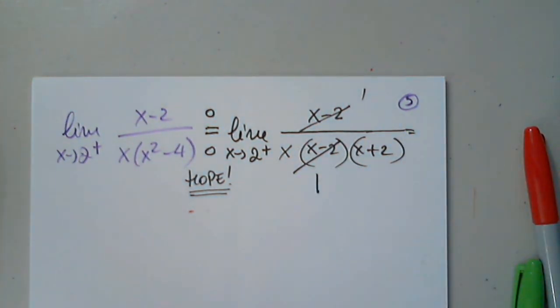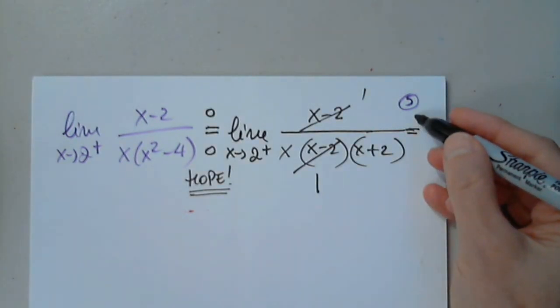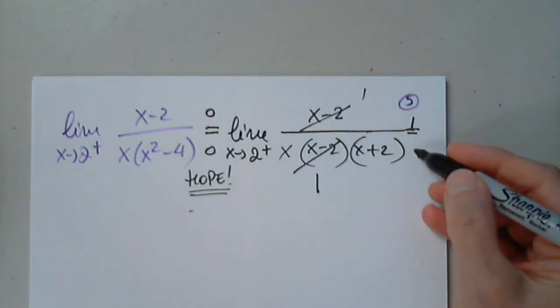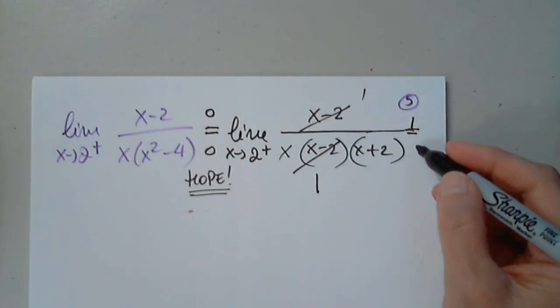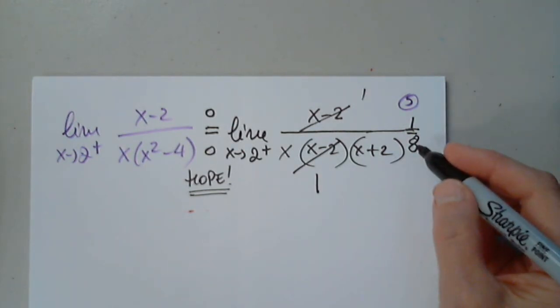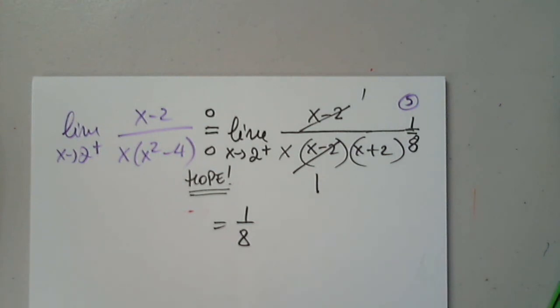Now let's plug it in again. Where does the numerator go? 1. Perfect. Where does the denominator go? 2 times 4, I think 8. That's it. So then I don't have to do anything. The answer is 1/8. It's a number. It's not 0/0 and it's not 5/0. Good job.